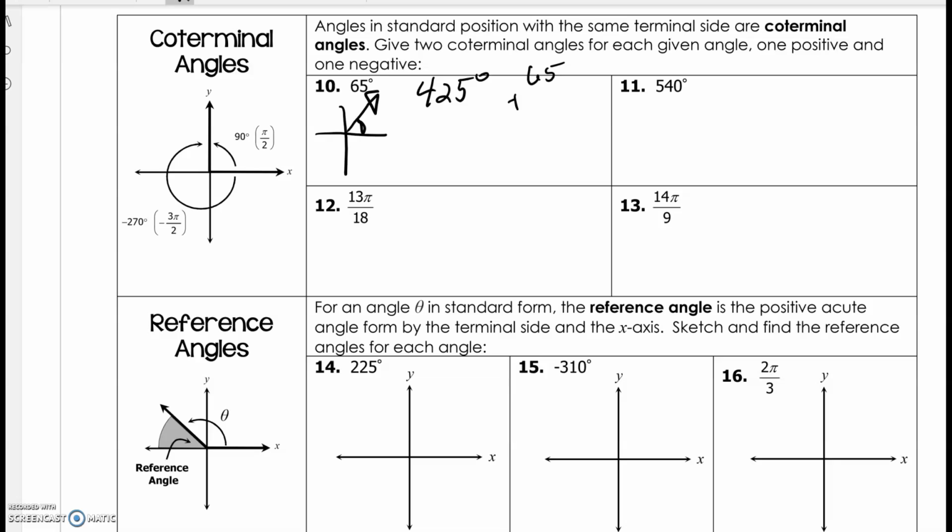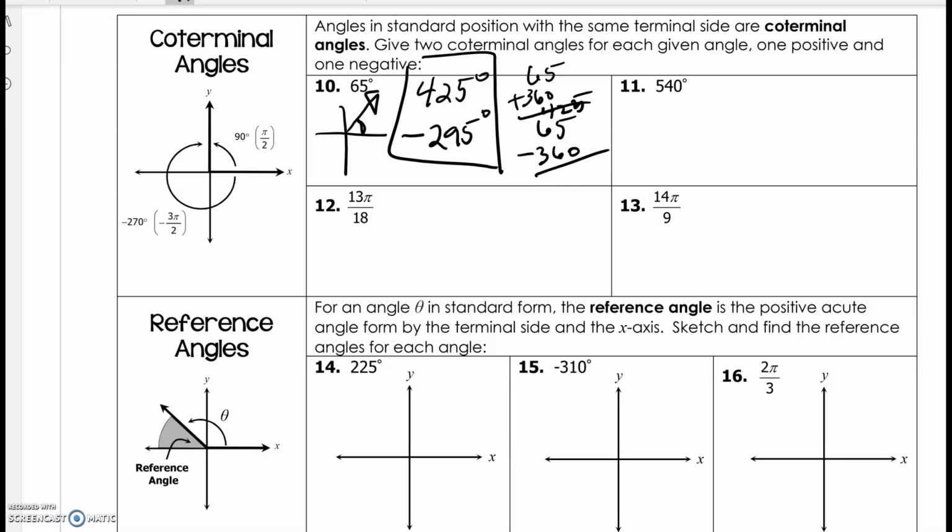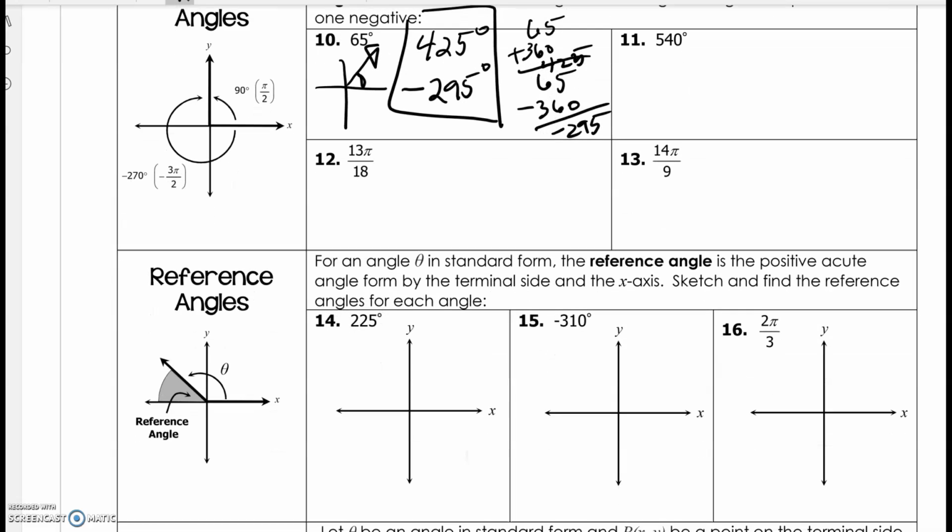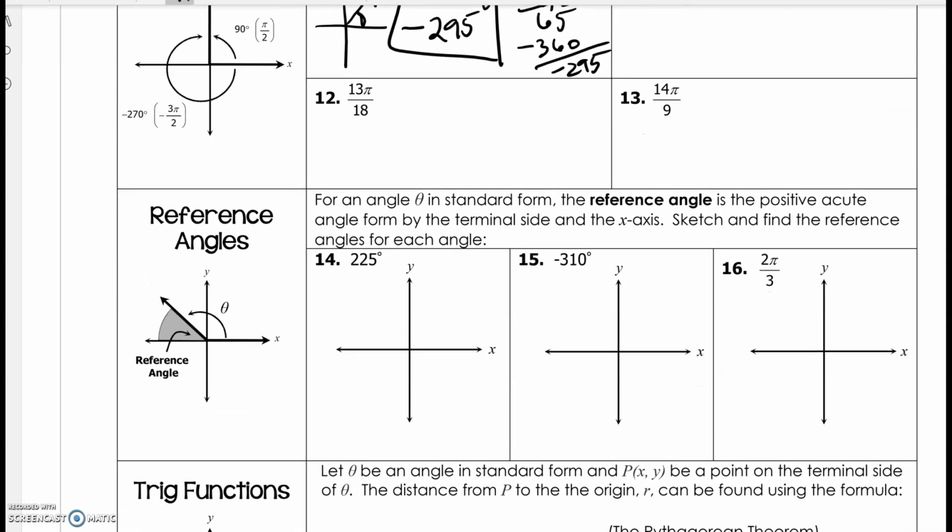So 65 plus 360. And if I want to get the negative, all I have to do is take 65 and subtract 360. And I get negative 295. And that comes from taking 65 and subtracting 360. Just real quick figuring there. I don't want to spend my time doing that. I just wanted to throw that refresher in here.